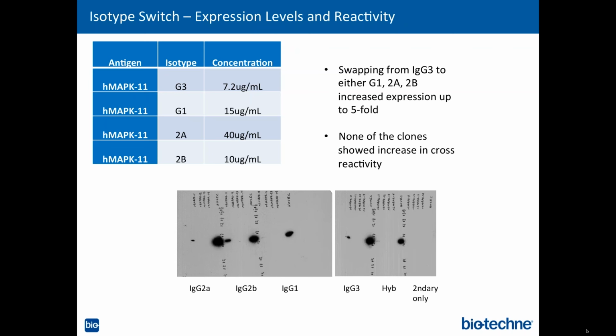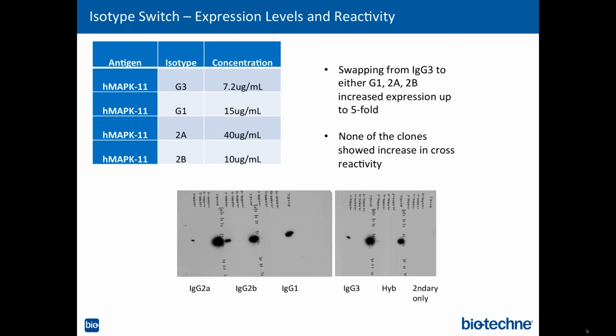So the isotype switch, I have one example here. We started with an IgG3. Again, IgG3s are a little bit more difficult in general to maintain as a hybridoma cell line. And these are small-scale expressions, and the concentration we were getting from small scale was in the range of 7 micrograms per mil. So we swapped the backbone from an IgG3 to a G1, 2A, and 2B, and depending on the backbone, we were able to actually increase the expression level up to 5-fold. So the 2A was in the range of 40 micrograms per mil. Again, these are small scales.